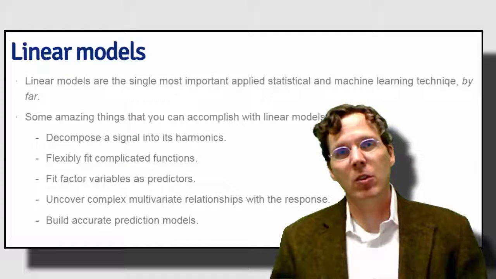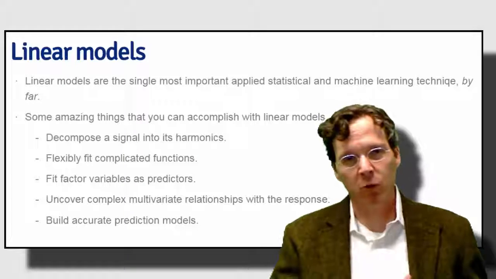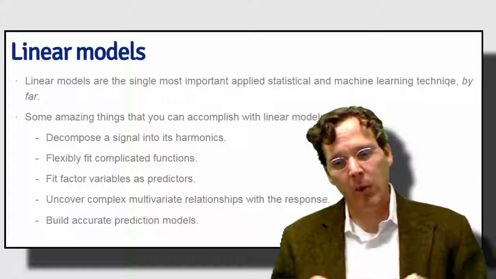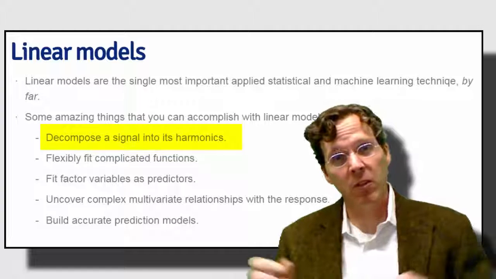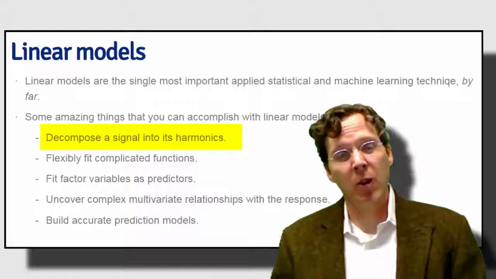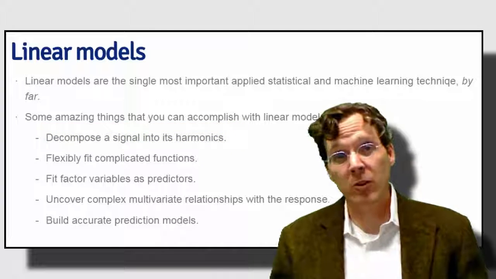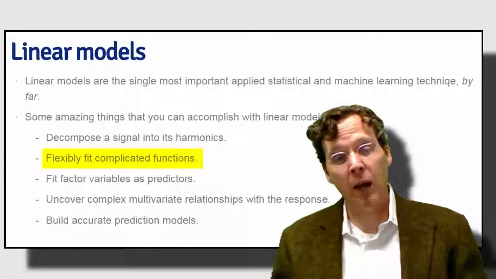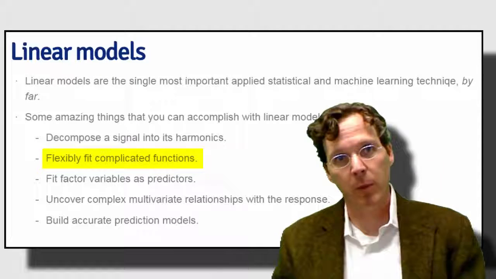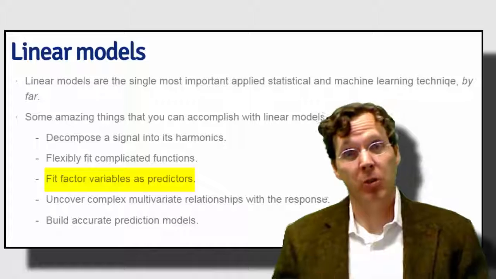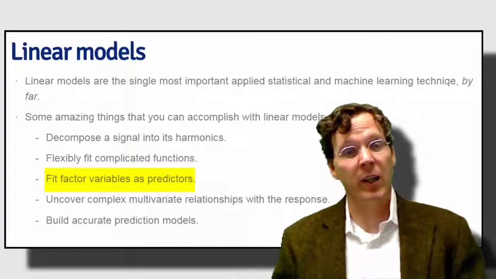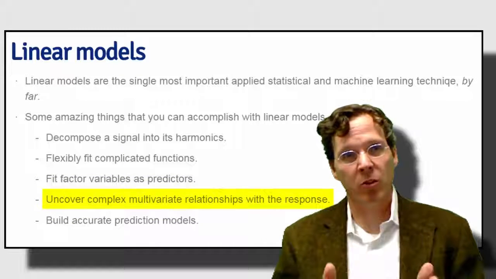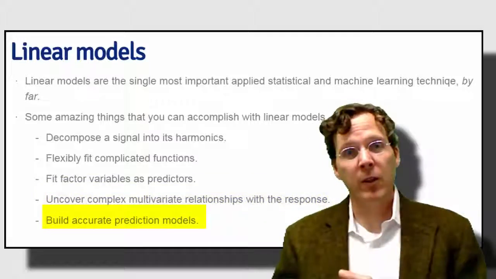There are some amazing things you can do with linear models that you may not think would be possible from this first treatment. For example, you can take a time series, like a music sound, and decompose it into its harmonics. The so-called discrete Fourier transform can be thought of as the fit from a linear model. You can flexibly fit rather complicated functions and curves using linear models. You can fit factor variables as predictors. ANOVA is a special case of linear models. ANCOVA is a special case of linear models. You can uncover complex multivariate relationships with a response. And you can build fairly accurate prediction models.